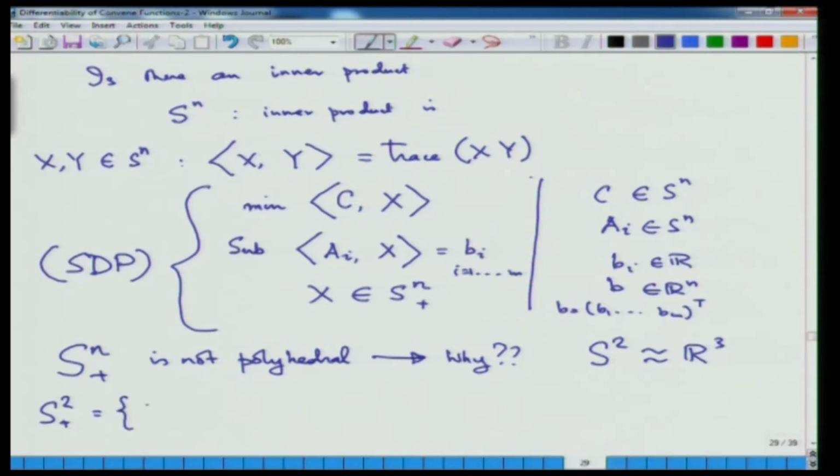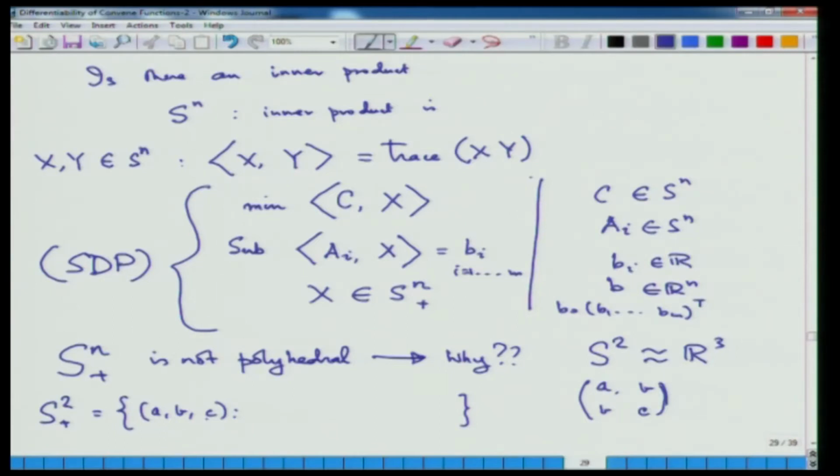So, S2 plus, if you have a symmetric matrix, you will have A, B, B, C. So, this is the matrix, and this A, B, C is giving you the matrix. So, A, B, C is in R 3.